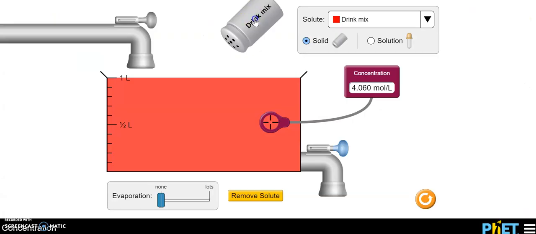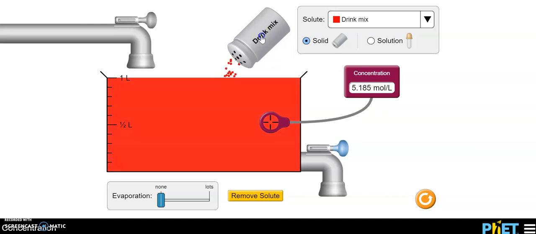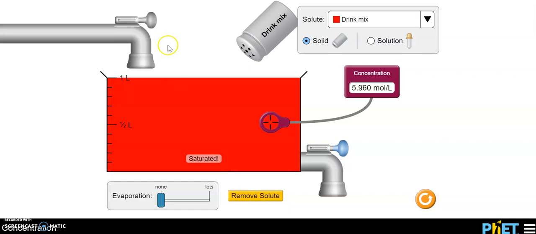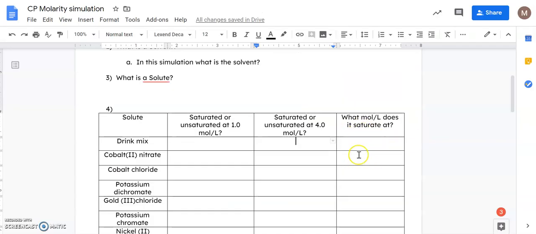But I'm going to go ahead here, and I'm going to shake. It's getting awfully concentrated. So I don't want to go too fast because you can see how red it is. I'm watching this. There it is, saturated. So as long as you don't have tons and tons of crystals on the bottom, go ahead with whatever number is there. So I'm going to put 5.960 moles per liter in this space here. That tells me what it saturates at.